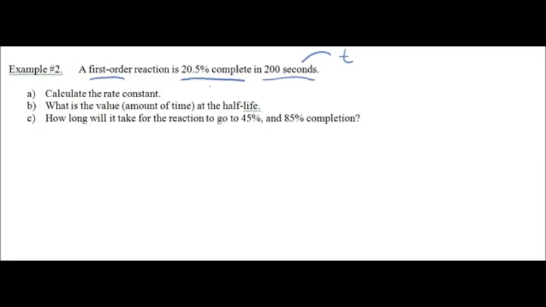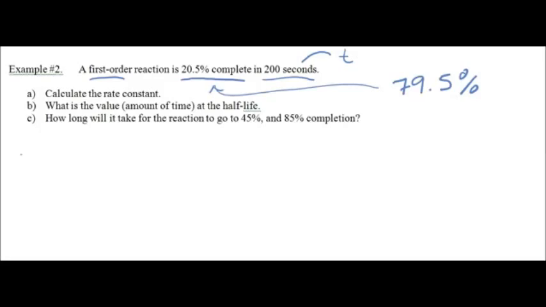Now, first of all, let's make sure that we know how much is still remaining after 20.5% has been consumed. Well, if you have 20.5%, that means that we still have 79.5% of the reactant remaining. Okay, so that means that this is probably a pretty slow reaction if only 20.5% of that has been consumed in 200 seconds. So it's not as fast as our last reaction, which is fine.